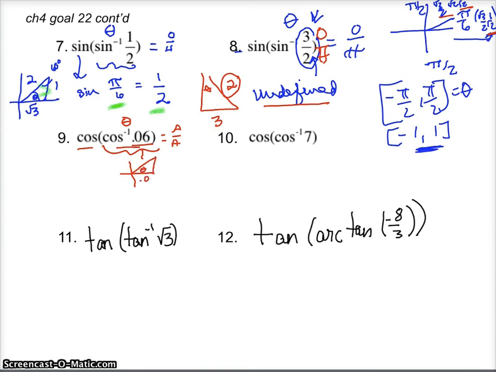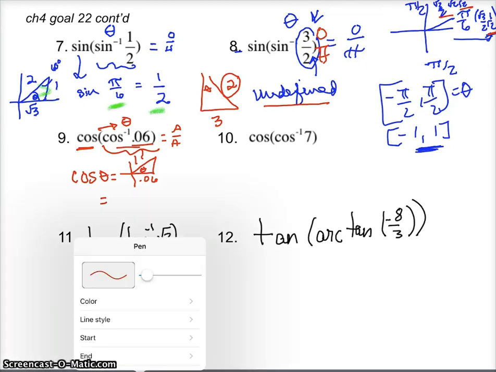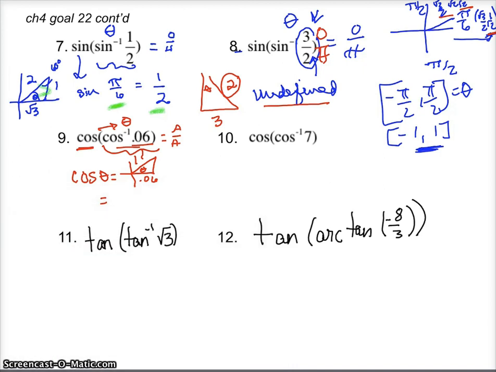Adjacent is 0.06. The opposite is the hypotenuse is 1. And now I'm ready to evaluate the outside. The outside asks me to find the cosine of angle theta. So I will use this right triangle that we just drew to find the cosine of angle theta. And again, we would still use adjacent over hypotenuse, or 0.06.